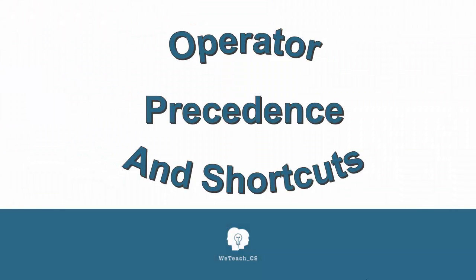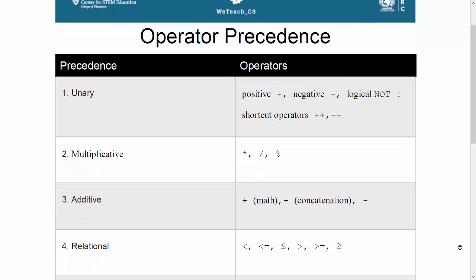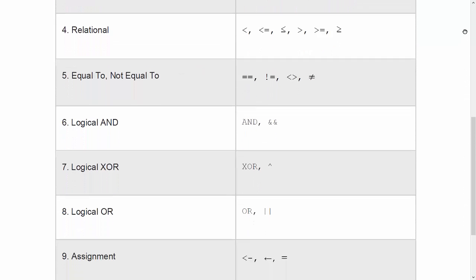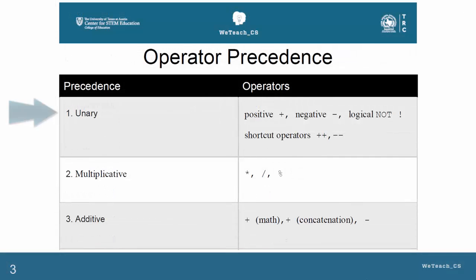Let's revisit the complete list of operators you saw in the previous video lesson, and also look more carefully at some shortcut operators. These are the ones common to most programming languages, and the ones you need to know about. At the top of the list are the unary operators, which always are considered first in any complex expression. The multiplicative and additive groups follow in priority, just as they do in math.